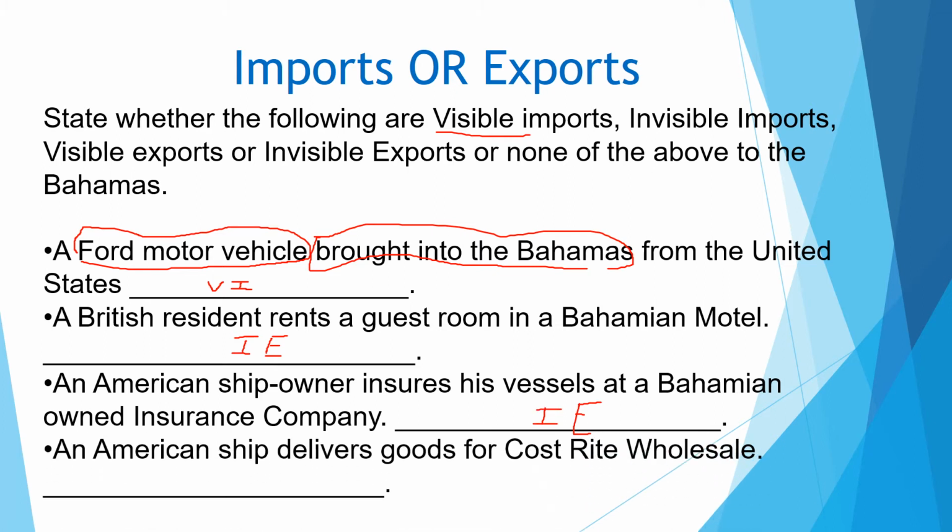And the last one: an American ship delivers goods for Cost Right Wholesale. Let's determine whether money is going away from our country or money is coming into our country. In this case, Cost Right must pay for those goods that are being delivered. So that's money leaving our country. So that's import.